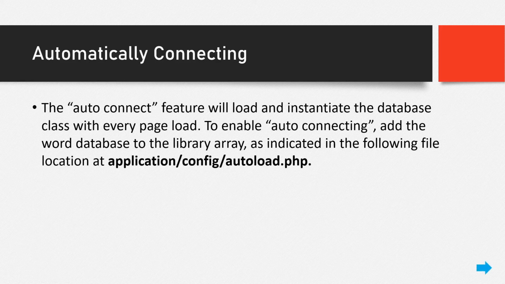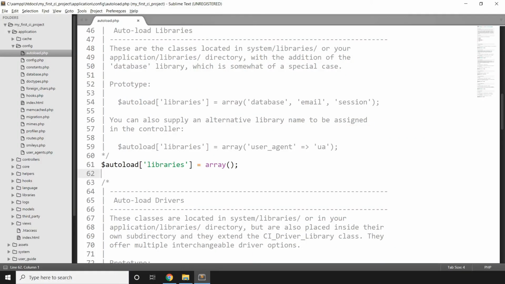So let's try to visit that file. This is the autoload.php that we see under the config directory. We just need to look for this variable, the autoload array, with a key of libraries. So all we need to do is to add an item of database. Once we do that, our database is already loaded, or will be loaded, every time the page loads. Therefore, it will be available for the entire system whenever we like to use it.